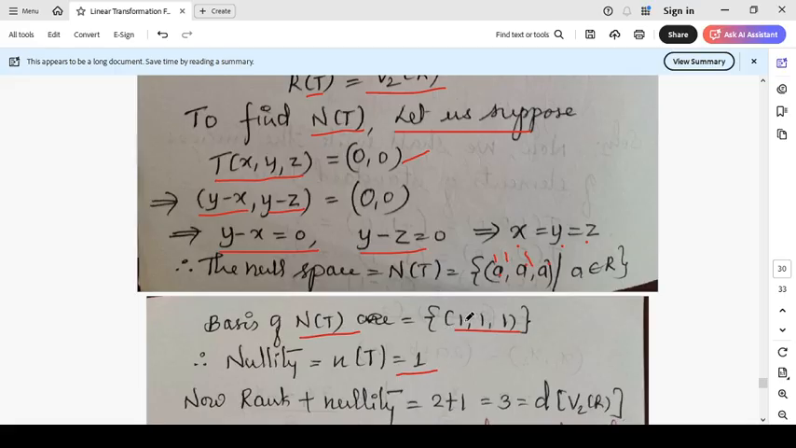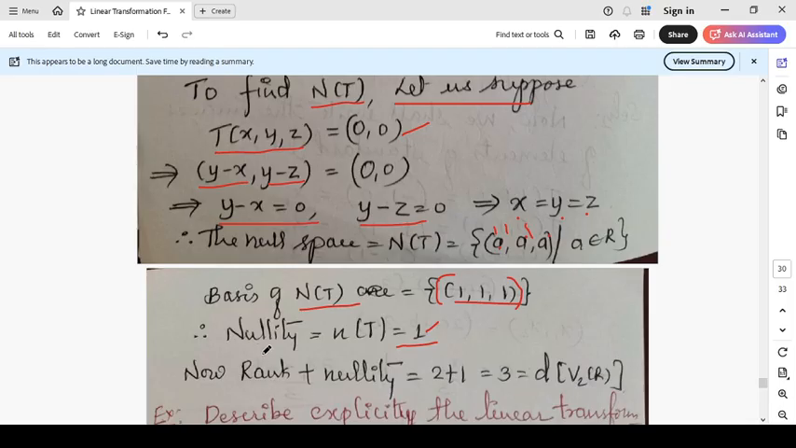See here, the dimension of (1, 1, 1) is the whole thing as one element. Only one element we have. Therefore, the nullity is 1. So rank plus nullity. Rank we already have as 2, and plus 1 is equal to 3.